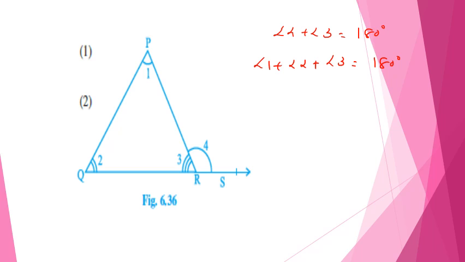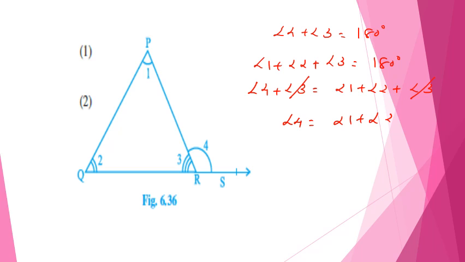So you know, if the right hand sides are equal, then the left hand sides are also equal. So angle 4 plus angle 3 is equal to angle 1 plus angle 2 plus angle 3. Angle 3 cancels on both sides. So angle 4 is equal to angle 1 plus angle 2. Angle 4 is an exterior angle. Angle 1 and angle 2 are remote interior angles.